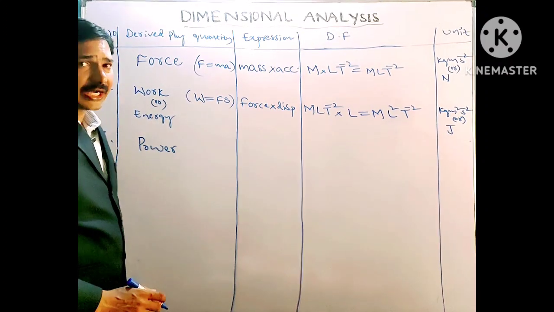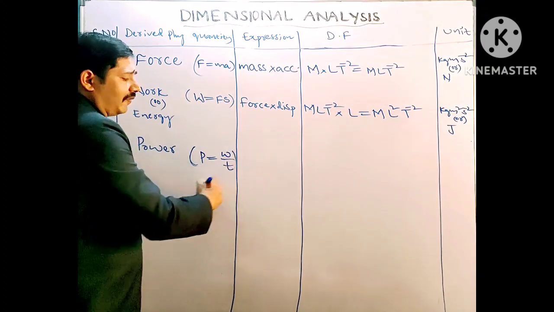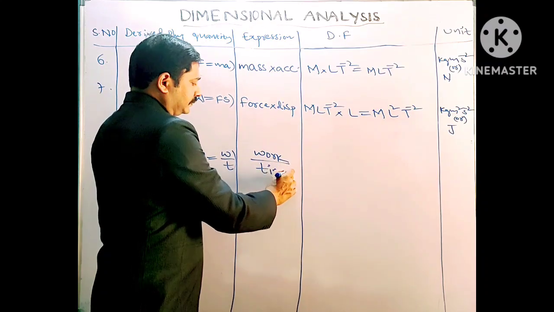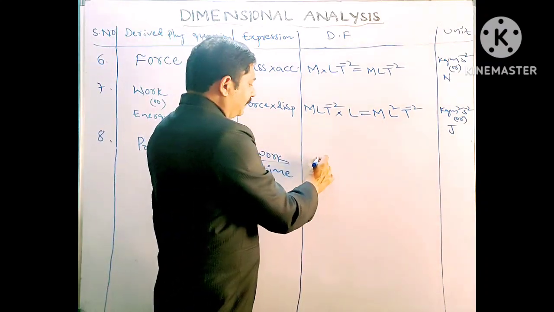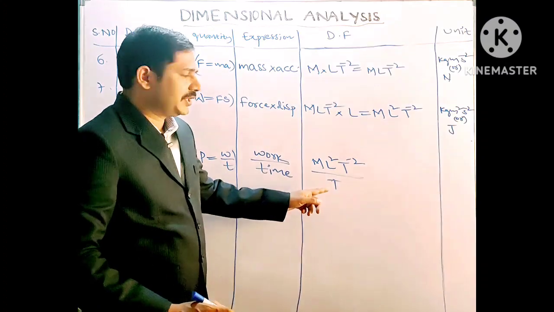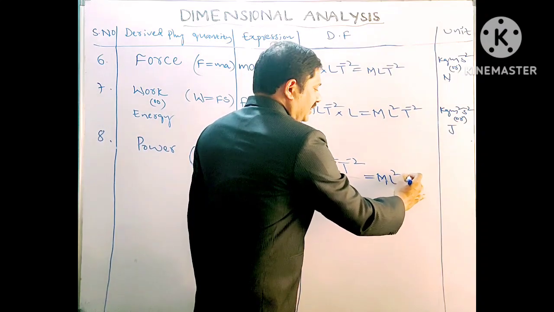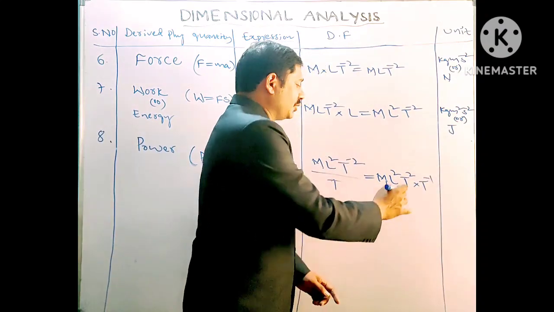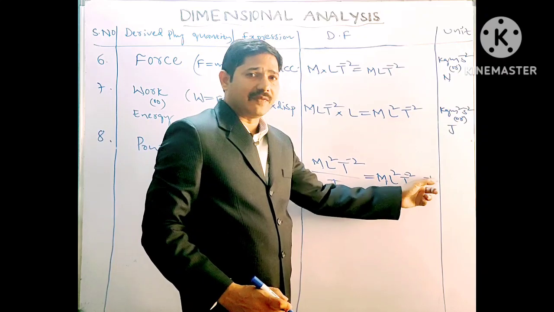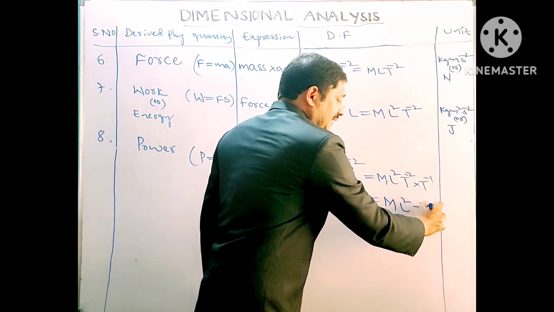So next, eighth one, power. Power definition, we know that rate of doing work is called power. Power formula also we remember, work by time. Work dimension formula is what? M L square T to the power of minus 2, by time, which is what? T. So this denominator T I am sending to the numerator. What happened? It becomes minus 1. Already here minus 2 is there, here minus 1. Total how much? Bases are equal, powers I am adding. Minus 2 plus minus 1, total minus 3. That equals M L square T to the power of minus 3.